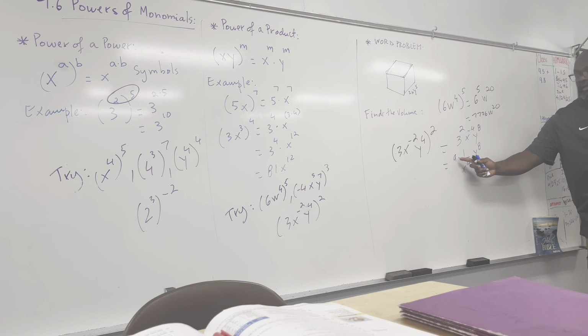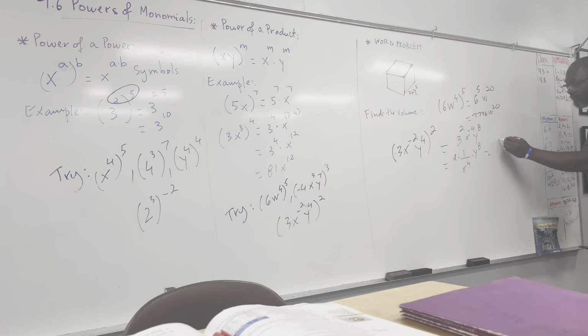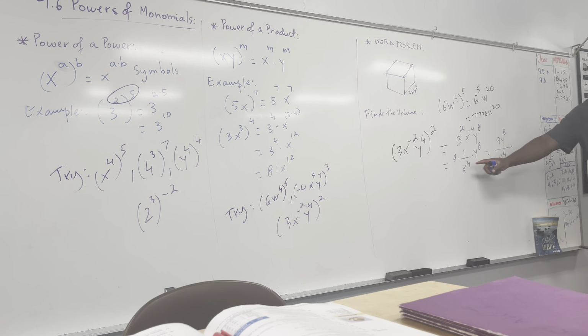Because this is 9, we can multiply what? 9 times 1 times y to the 8. Okay? Because 9 is like 9 over 1. So that gives us what? 9y to the 8 over x to the 4. Okay? So this is in the denominator, so you're going to do 9 times 1 times y to the 8. So this is 9y to the 8 over x to the 4. Okay? So this is how you do this here.